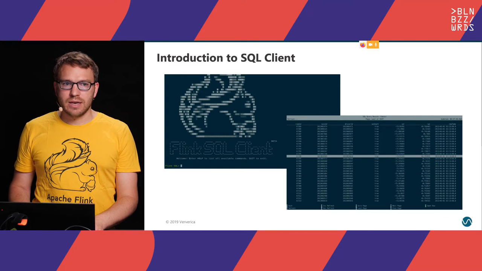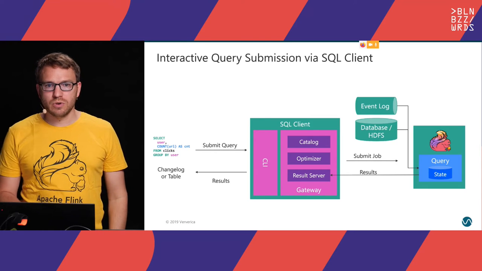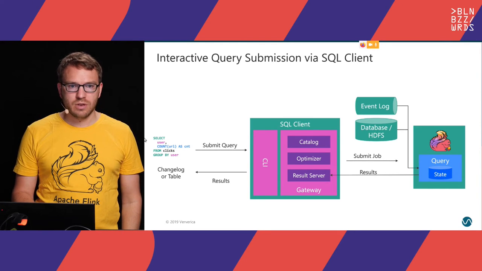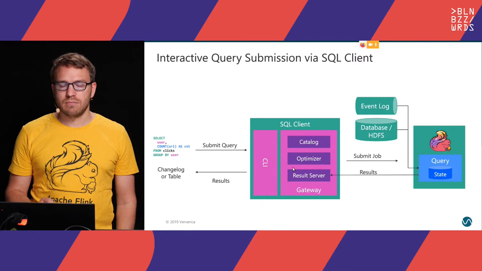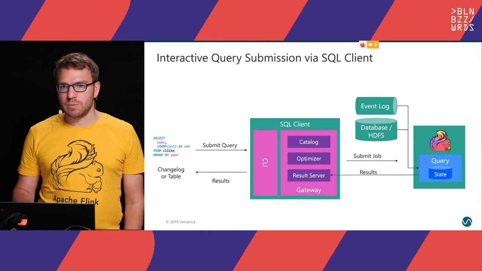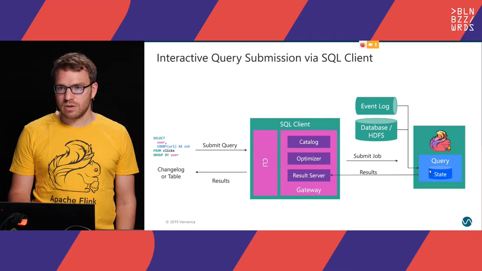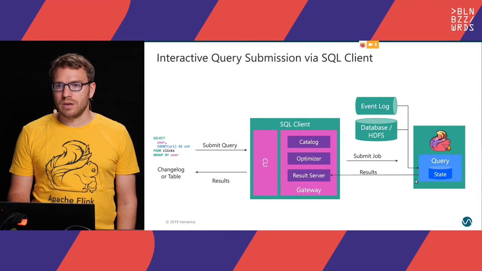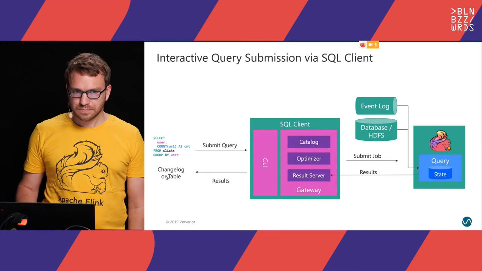The Flink CLI client has two modes of executing queries. The first one is the so-called interactive query submission mode. Here, the user enters a query and submits it to the CLI. The SQL client has a catalog embedded, and an optimizer also embedded, and the optimizer optimizes the query and submits the resulting job to the Flink cluster. Then the Flink cluster will start reading the data from the tables that were referenced in the query. The data goes into the query that's running in the Flink cluster, and then Flink feeds the results back into the SQL CLI client, and the CLI displays the results. So this is the interactive mode.